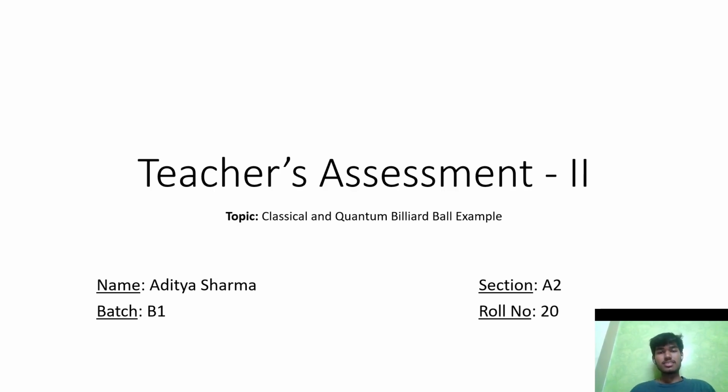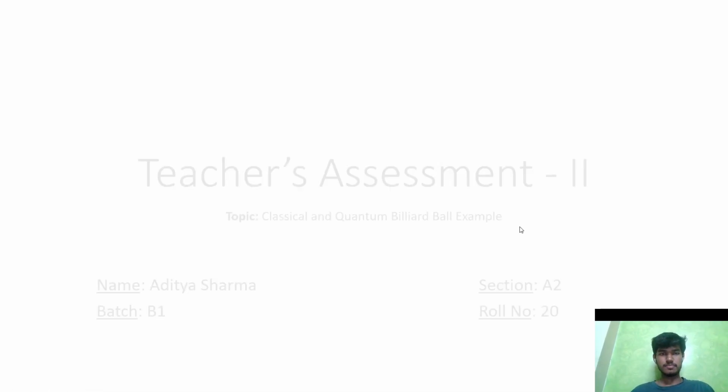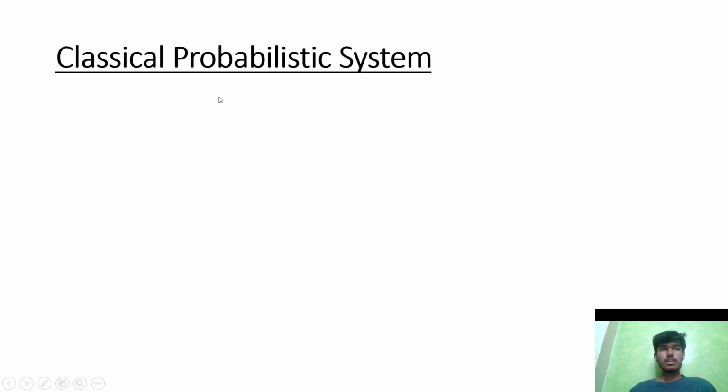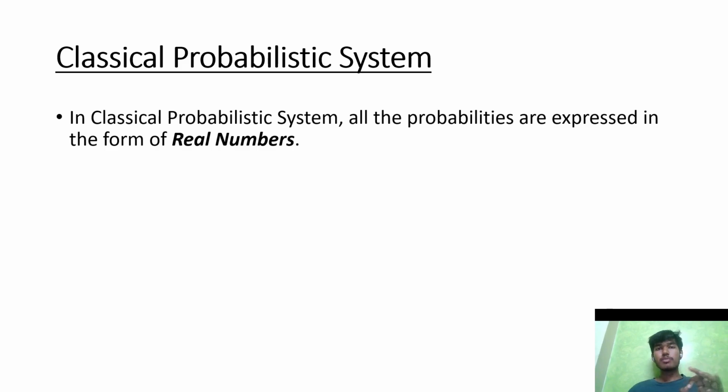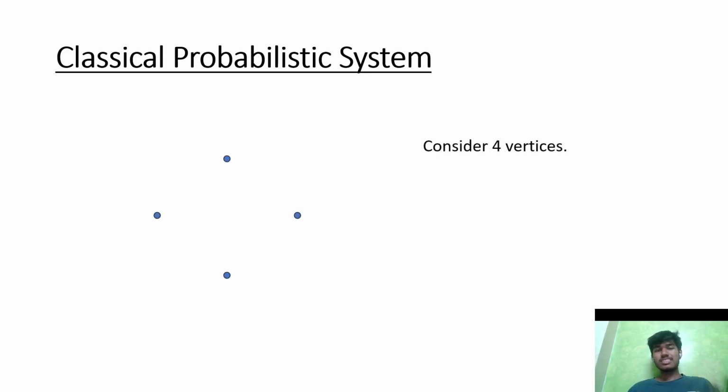My topic is classical and quantum billiard ball example. Now let's proceed. Okay, so now we're gonna understand this topic first by using the classical probabilistic system. In the classical probabilistic system, all the probabilities are expressed in the form of real numbers. So now let's consider four vertices.